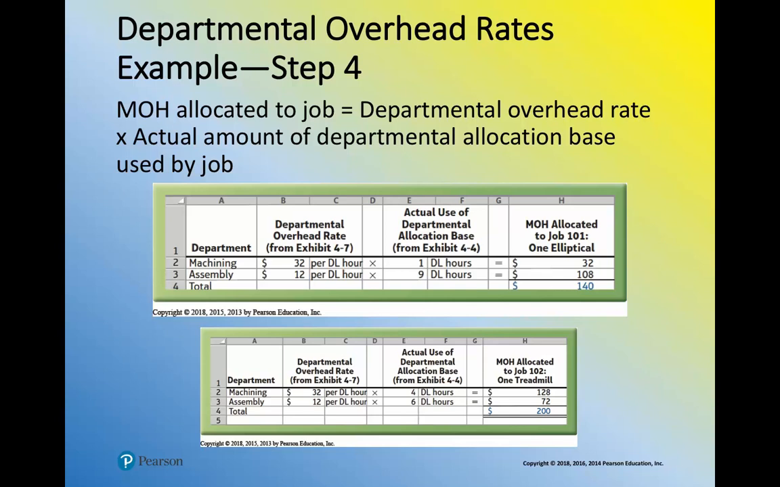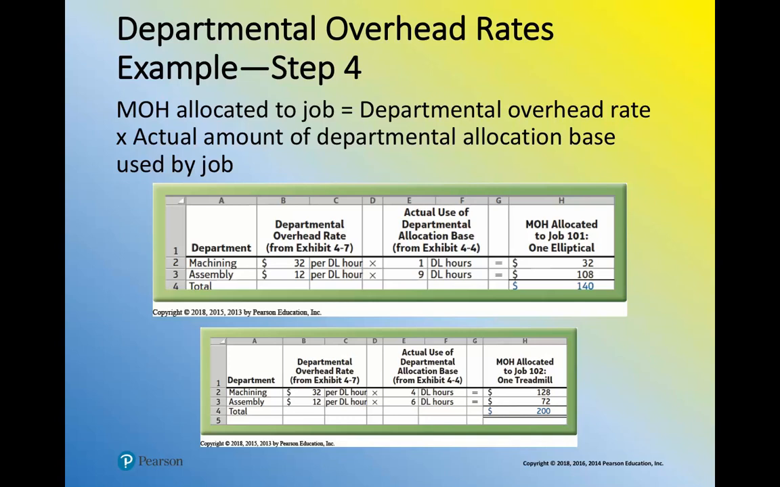So our total manufacturing overhead applied when we use departmental manufacturing overhead allocations is only going to be $140 for our elliptical, whereas if we go to our second box here, our total allocated for the treadmill is 200 compared to our 160. So we can see there that we're more accurately portraying where we're using our resources, and not every direct labor hour is treated the same.